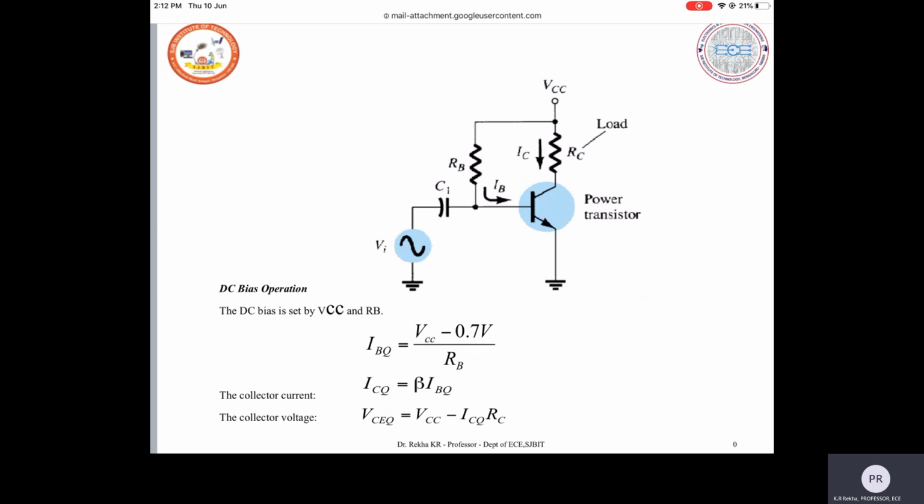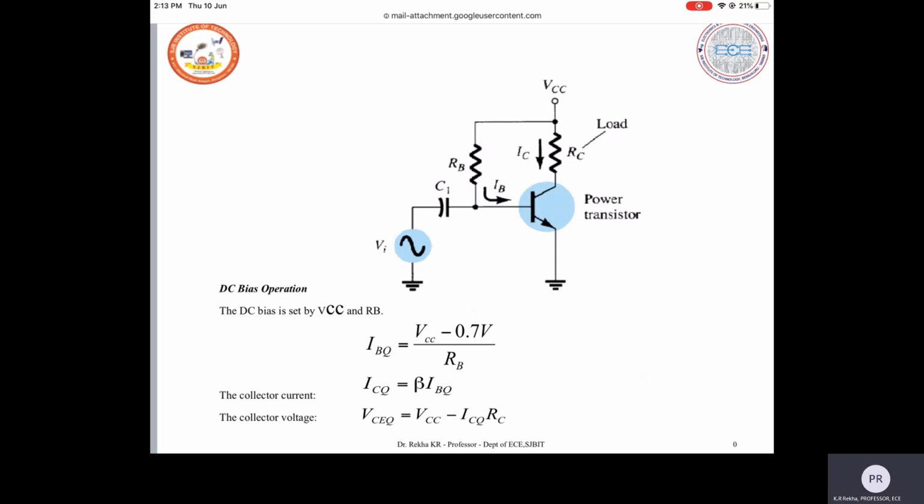How can you find the IB current flowing in the junction? It will be represented as IBQ. How can we find the current? That is the potential difference across RB. What is the potential difference across RB? VCC minus VBE, where VBE is the transistor junction voltage across base and emitter. It is clear what I am telling you. So IBQ is VCC minus 0.7 volts by RB, and ICQ is nothing but beta times IBQ.